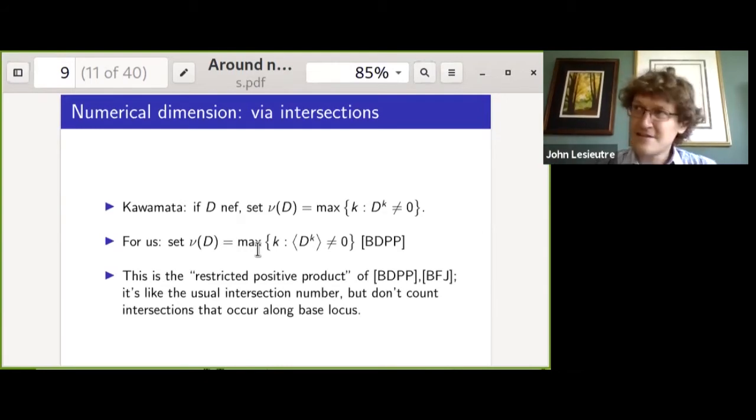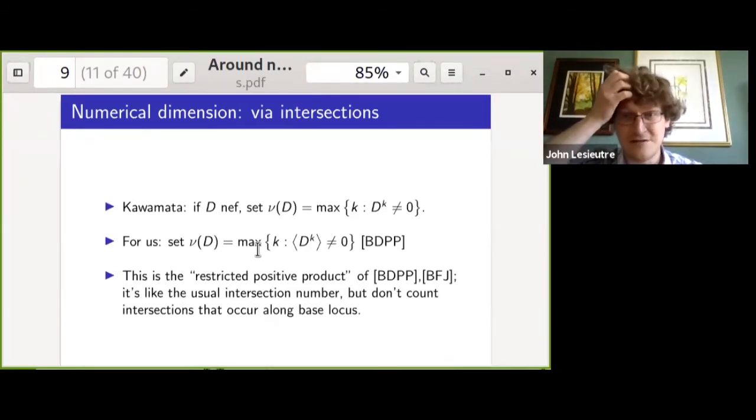But that's not, in fact, the only approach to defining numerical dimension. So this is maybe not the main theme of my talk. I just want to very briefly give you the idea of how else you could define the numerical dimension.